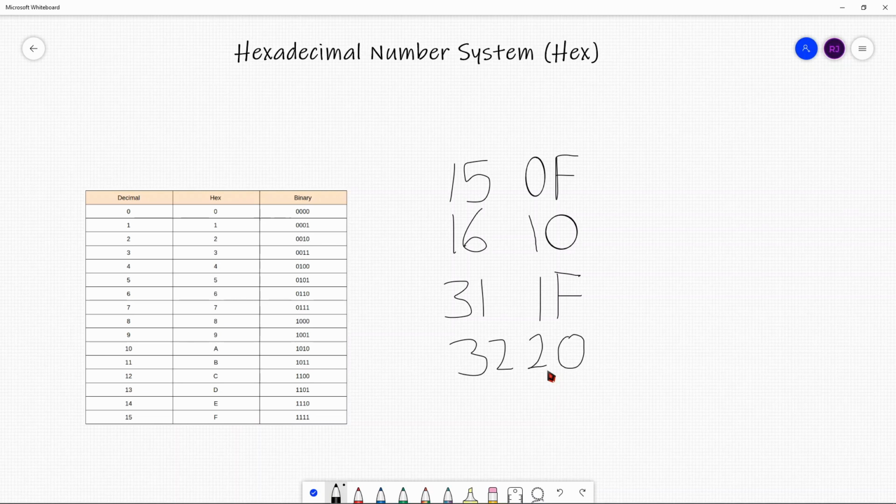So hopefully this gives you a new perspective on how different number systems work and how you can use different systems to represent the same number.